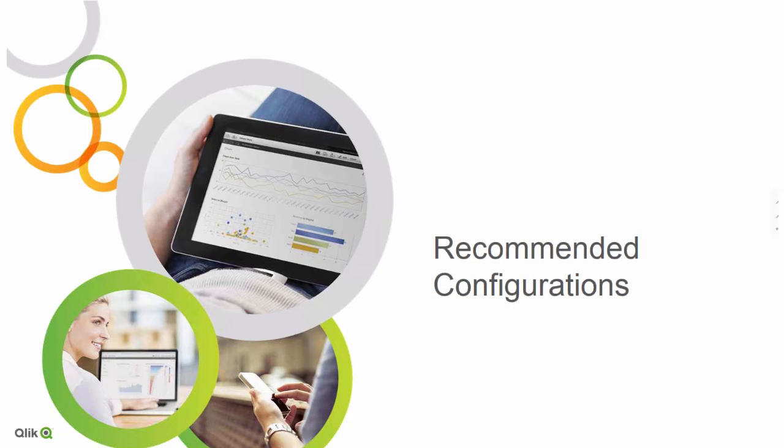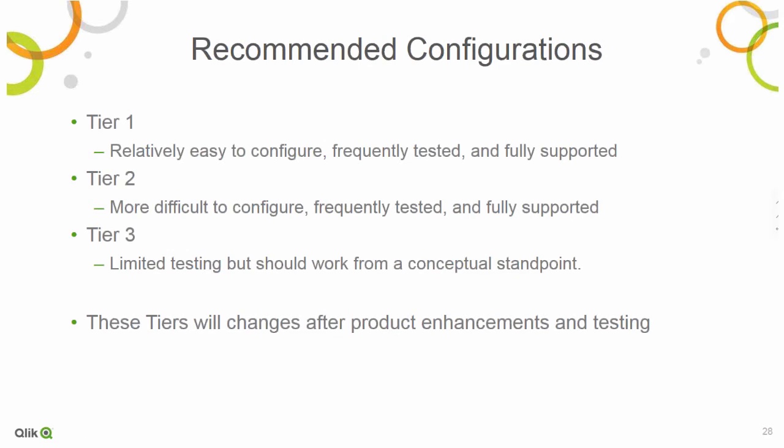So I'll go over here, recommended configurations. One benefit of this sort of change in model is that R&D is being a little bit more proactive or prescriptive in describing what they recommend. Tier 1 is their classification of things that are relatively easy to configure, frequently tested, fully supported. Tier 2, more difficult to configure, frequently tested, fully supported. By more difficult, it typically means you either need to have someone who has experience in that, like Windows clustering, or Postgres administration. Additionally, Qlik Consulting Services can also do this, but in general, it's not super easy out of the box. Tier 3, limited testing, but should work from a conceptual standpoint.